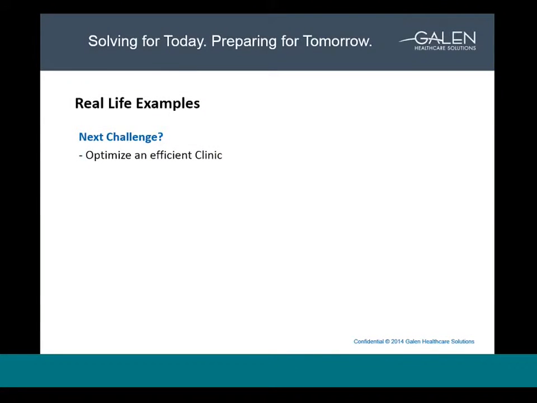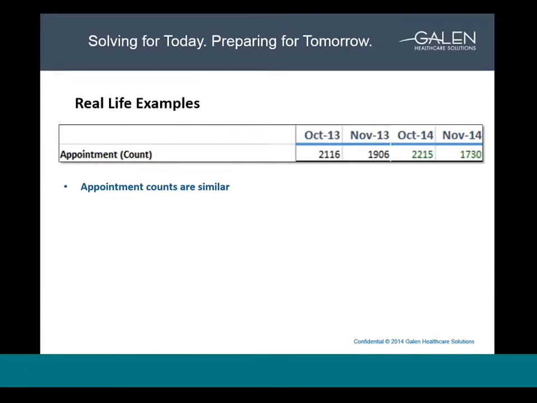So what was our next challenge? We were actually asked to help optimize a clinic that was already using the system pretty efficiently and provide similar feedback to what you saw in the previous slides. Again, this is going to be a tasking-based example, so we will be using the same metrics as before. And here you'll notice that the appointment count is very similar between the 2 years.